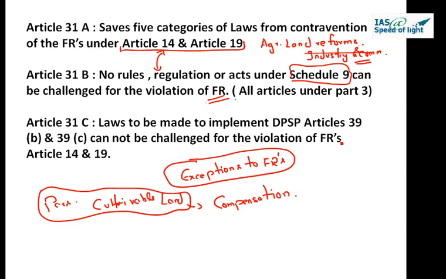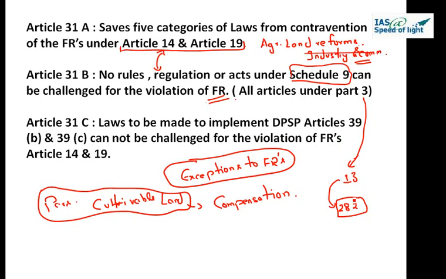So it talks about Schedule 9, 31B, and it saves all the rules and regulations placed in Schedule 9 from the violation of fundamental rights. Just for your information's sake, initially under Schedule 9 there were only 13 acts, but now they have drastically increased to 282. Presently we have 282 acts, rules and regulations under Schedule 9.